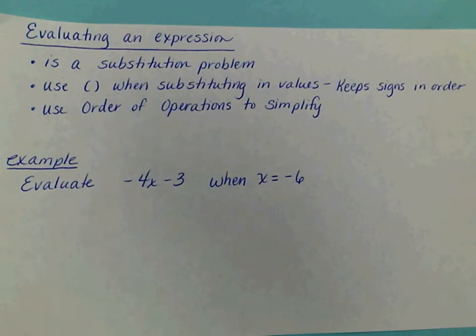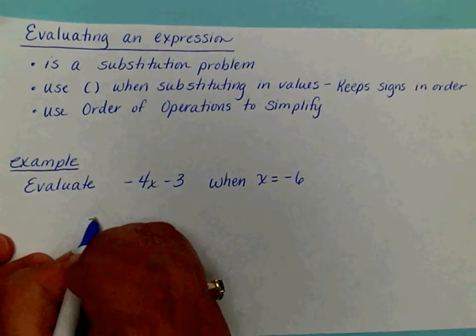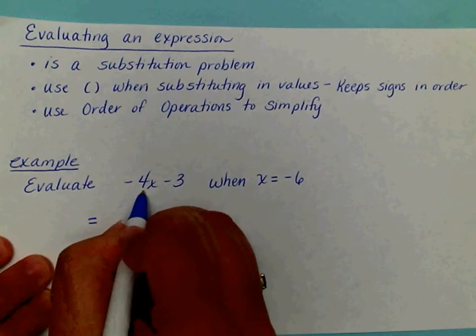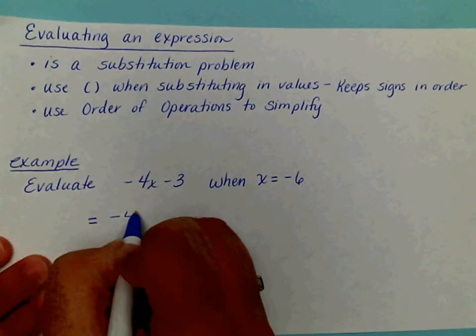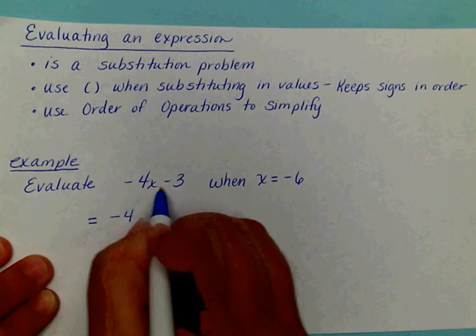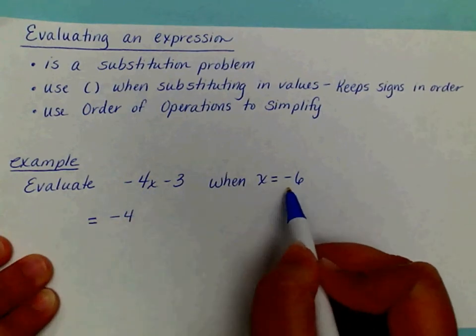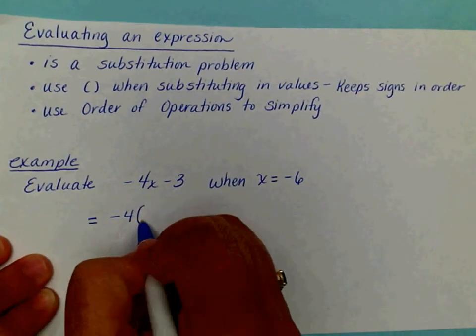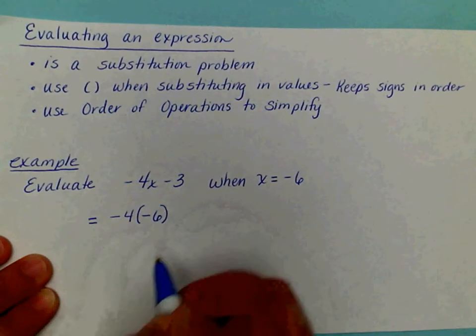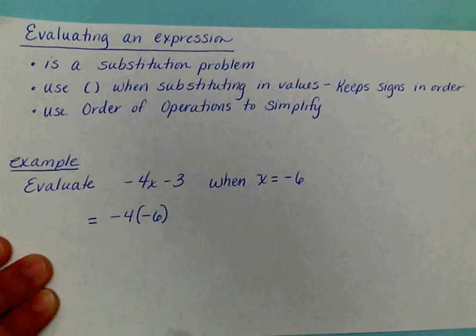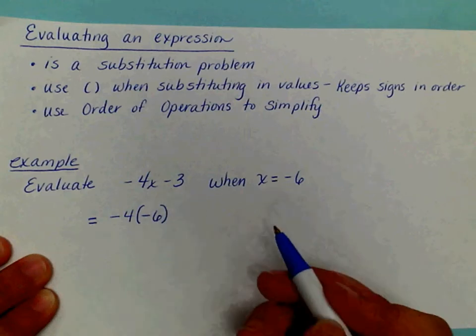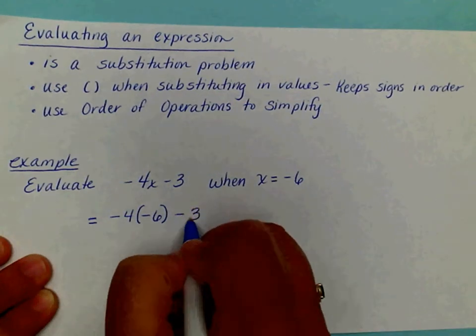Our first example is to evaluate the expression negative 4x minus 3, when x is equal to negative 6. So what we want to start off by doing is bring down our negative 4 from our expression. We're going to multiply that by x, which we are now told is equal to negative 6. So again, use parentheses. We now have negative 4 times negative 6. The rest of the expression is the minus 3. We want to bring that straight down.